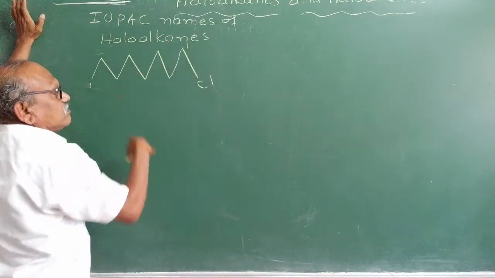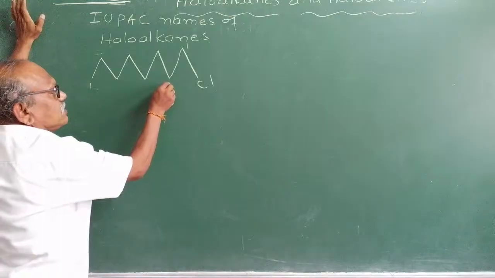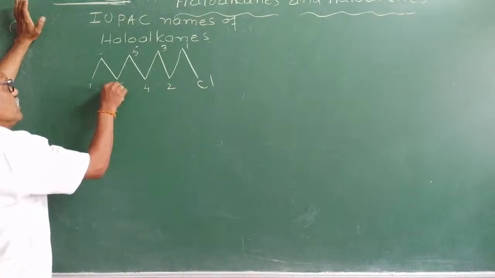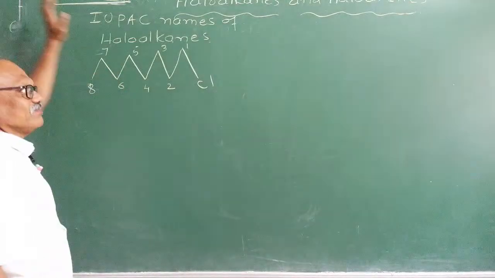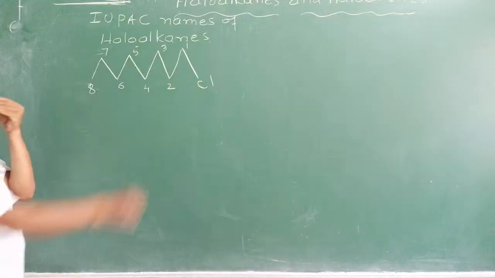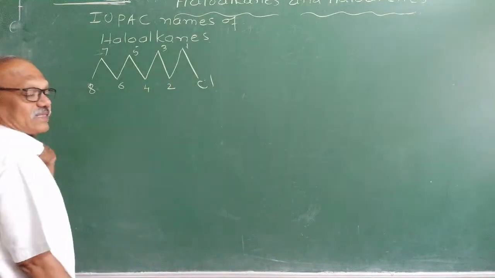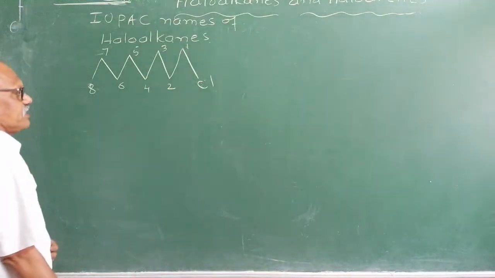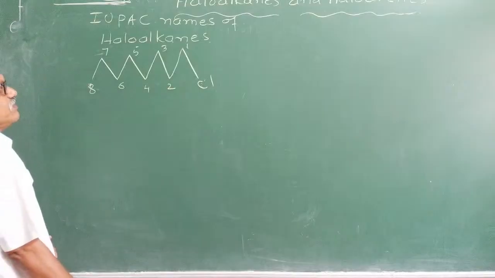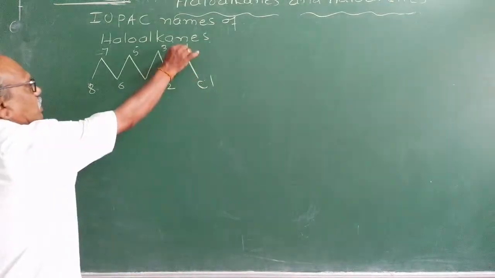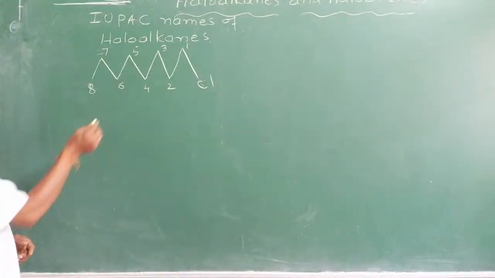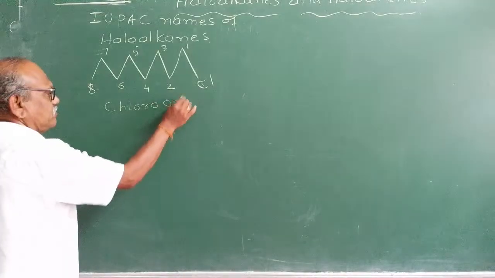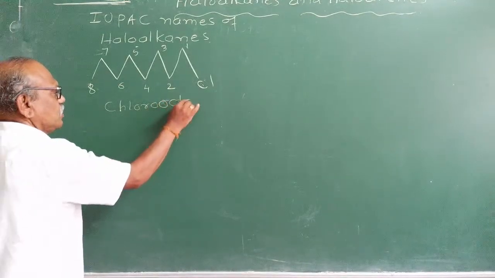This is 1, this is 2, this is 3, 4, 5, 6, 7, 8. To the last carbon atom, a chlorine atom is linked. Then how can you name it? 1-chlorooctane. Chlorooctane, no space.